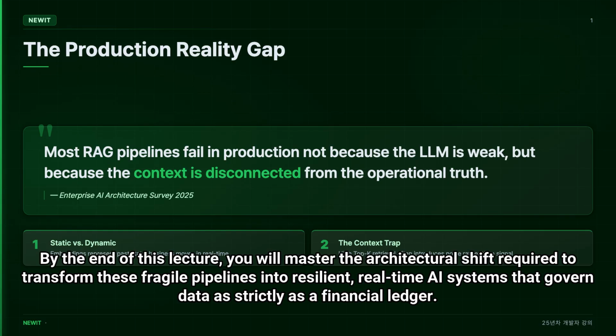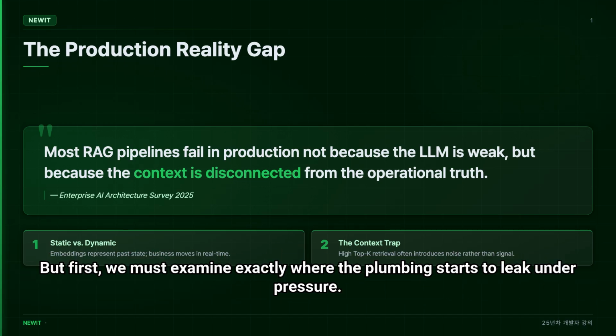By the end of this lecture, you will master the architectural shift required to transform these fragile pipelines into resilient, real-time AI systems that govern data as strictly as a financial ledger. But first, we must examine exactly where the plumbing starts to leak under pressure.